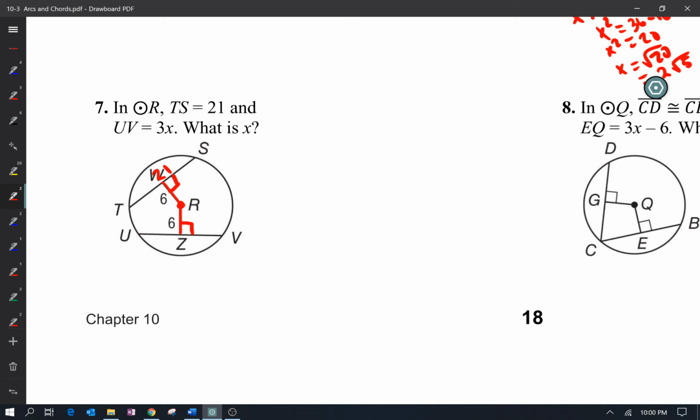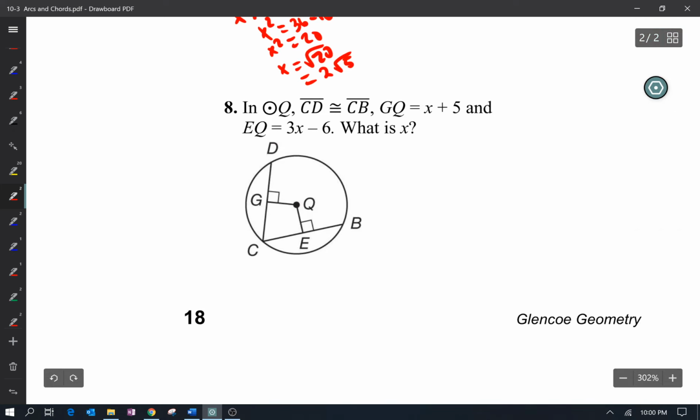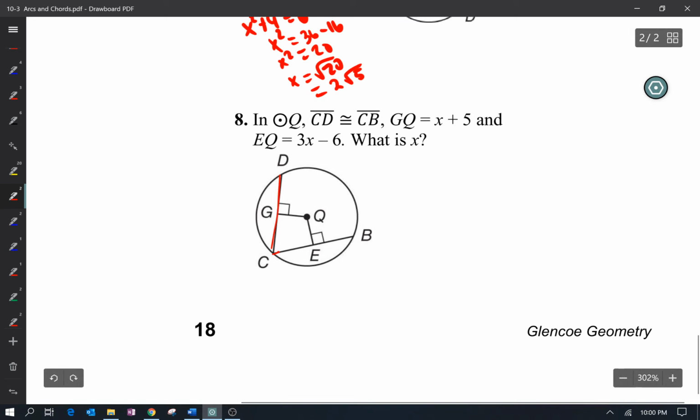Oh, this is easy then. TS must be equal to UV, and TS is 21, so UV must be 3x. So then x equals 7. Done. Easy. Next problem. CD is congruent to CB. All right, so I know that this chord is equal to this chord, right? Thus also this arc is equal to this arc. I don't know if that'll help me.